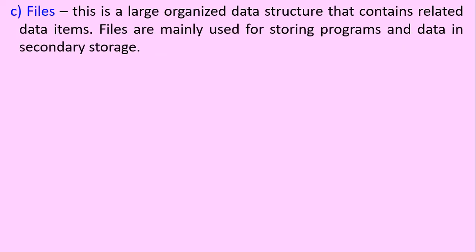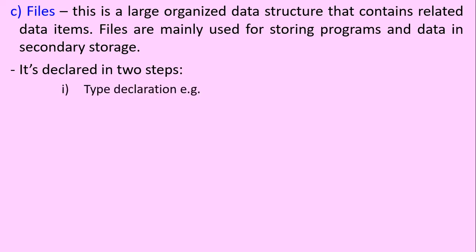Let's now look at files. This is a large organized data structure that contains related data items. In other words, we can say it consists of several records. Files are mainly used for storing programs and data in secondary storage. How do we declare it in Pascal? Just as it was for records, we also declare files in 2 steps.